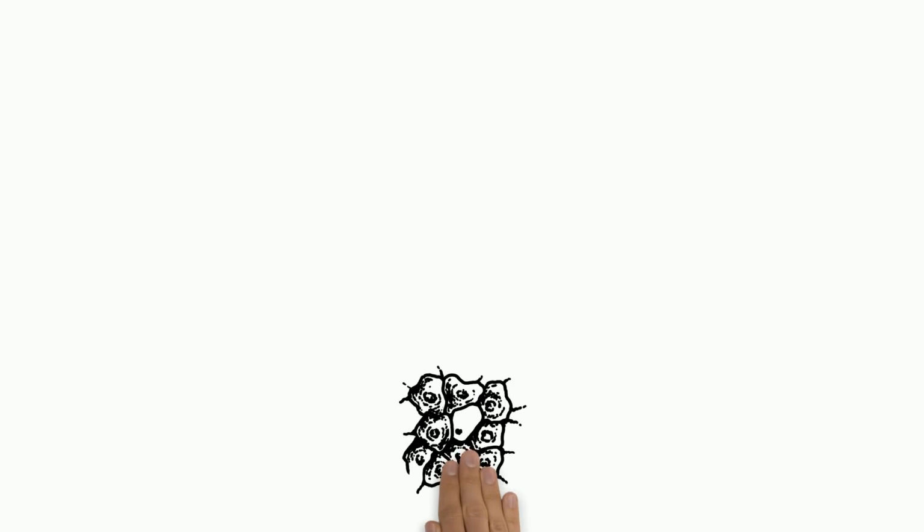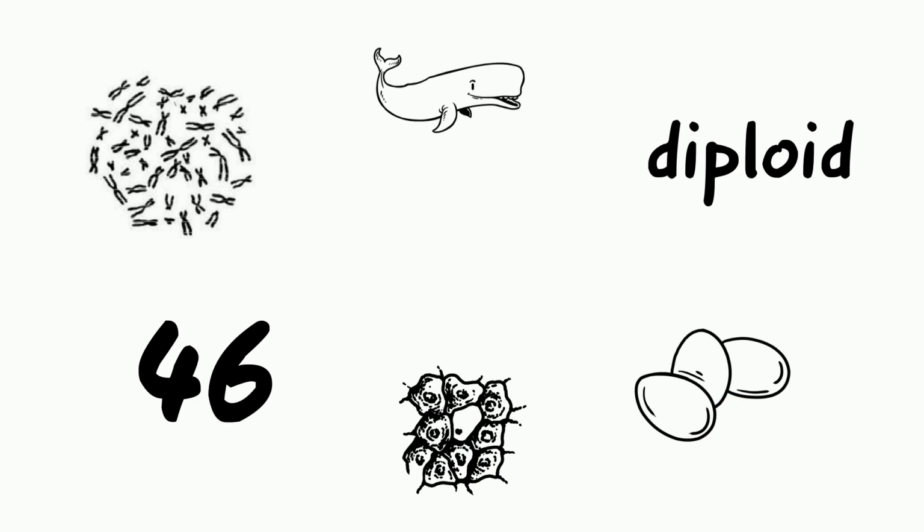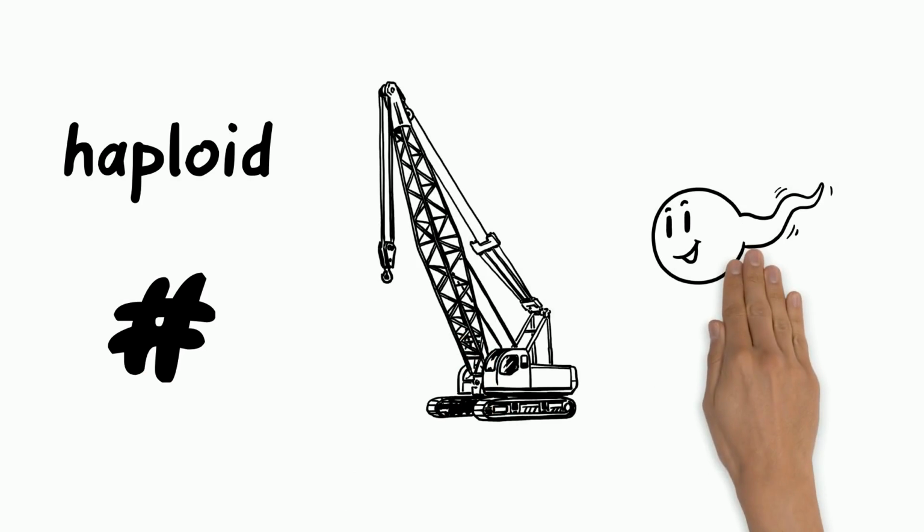So all of your somatic cells, your regular body cells, have 23 pairs of chromosomes, what we call the diploid number, but your gametes, be they eggs or sperm, have half that number, a number we sometimes call haploid. Meiosis is the making of those haploid cells.